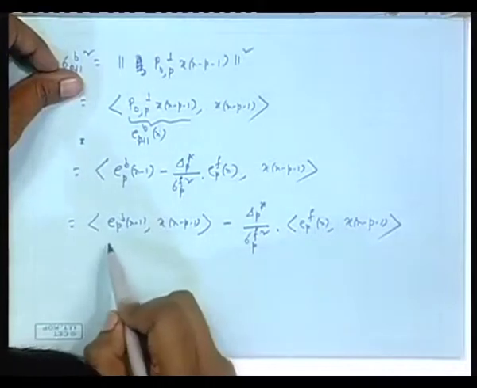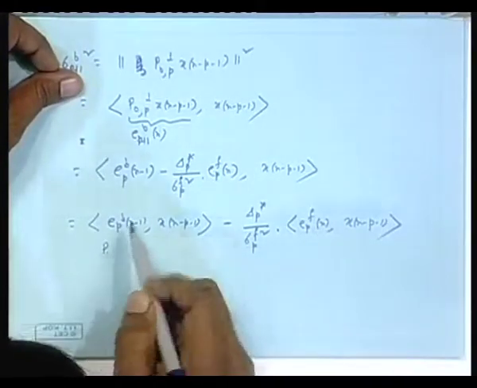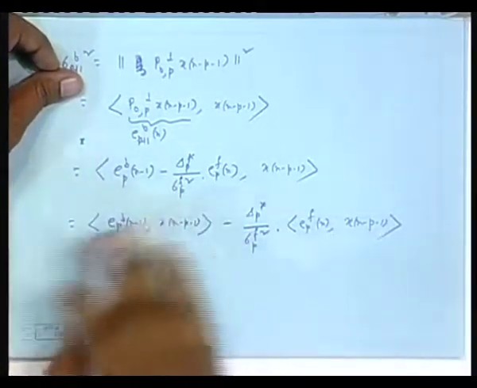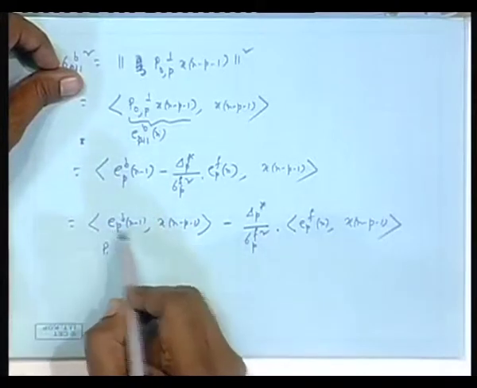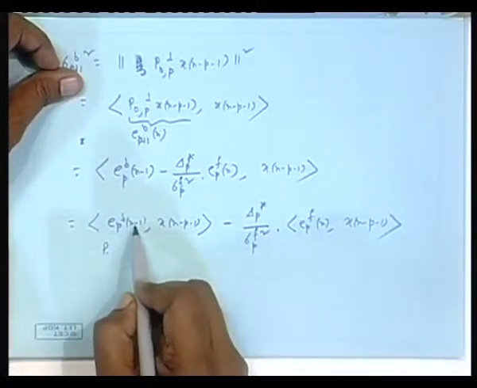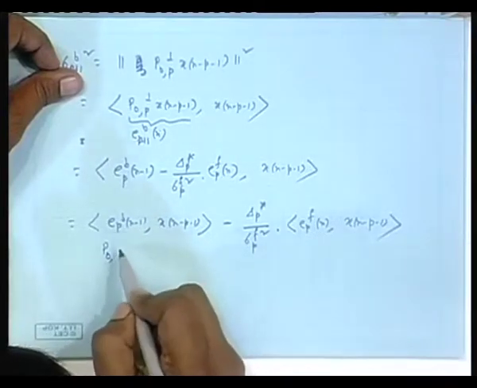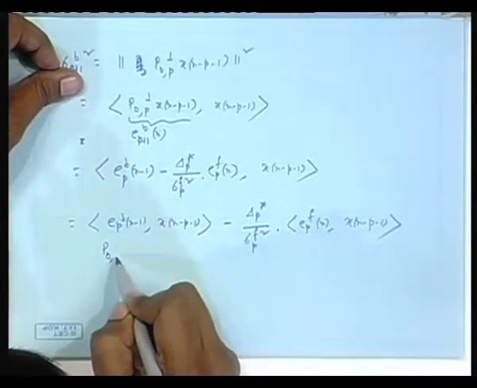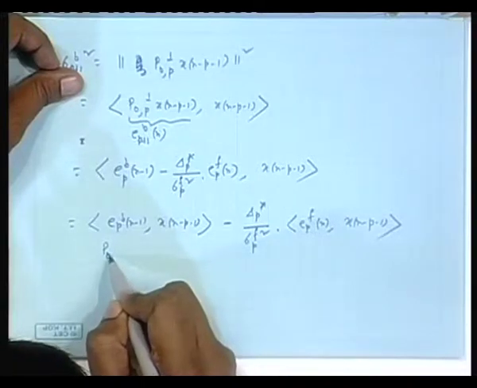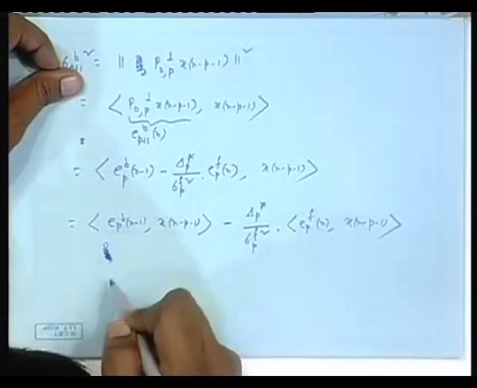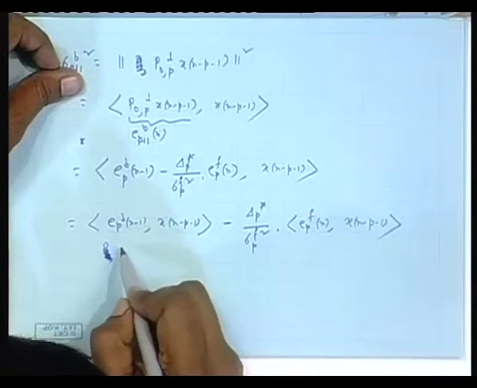Same operation. What is this? Again, write. After some time, it will become very mechanical. Similar kind of steps I am doing again and again. E p b n minus 1. What was that? P 0 to pth order. P 1 2. Very good.